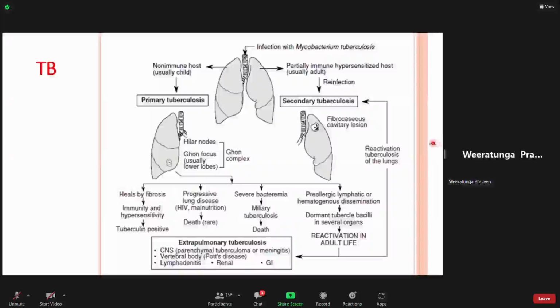So how is the area affected in TB? TB bronchiectasis is mostly in the upper lobes, right? TB bronchiectasis is mostly upper lobes.